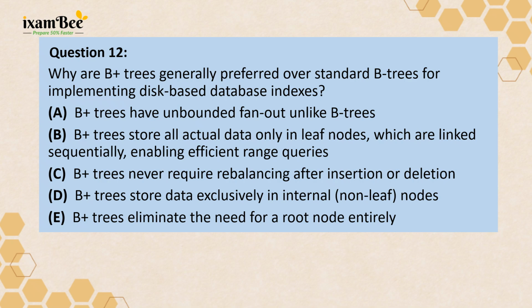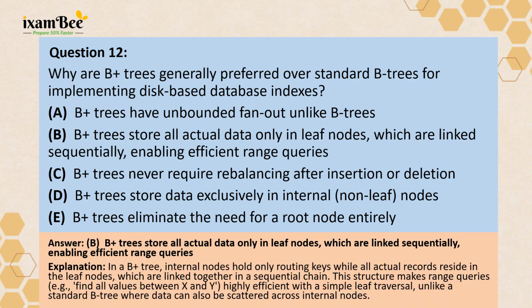Now in this next question, why are B plus trees generally preferred over standard B trees for implementing disk-based database indexes? So the correct answer here is option B. B plus trees store all actual data only in leaf nodes, which are linked sequentially, enabling efficient range queries.